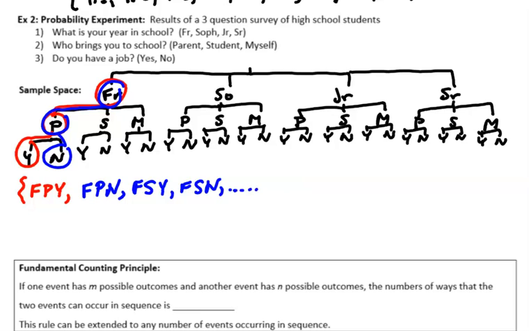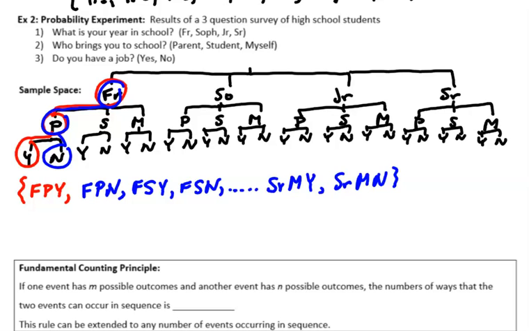And I'm going to go all the way down to the end. What would I have? I would have senior, I drove myself, yes, I have a job. Senior, drove myself, no, I don't have a job. Okay, those would be my last 2. So I could have a whole bunch of different ones that I could get.